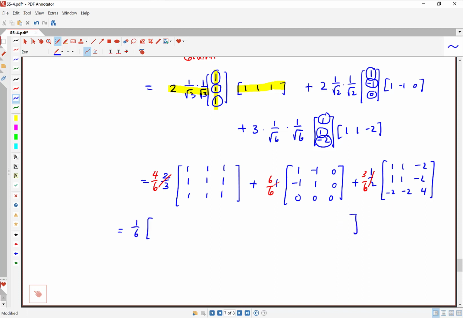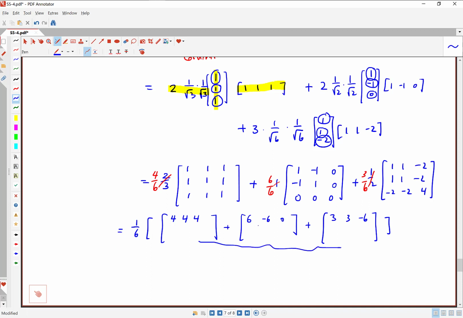If you wanted to take your time with the algebra, you could multiply each numerator through. So multiply the 4 through, you'd have things like 4, 4, 4. Multiply the 6 through the second matrix, you'd have things like 6, negative 6, 0. Etc. And then multiply the 3 through your third matrix. So things like 3, 3, negative 6, etc. And then you've got your 1 over 6 out in front. That applies to all 3 of these matrices. So that way you could then do the addition here and then come up with your answer.